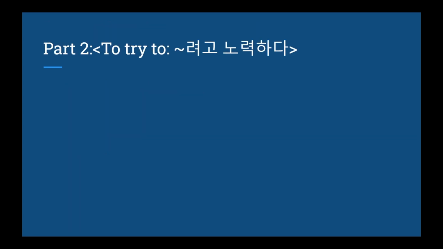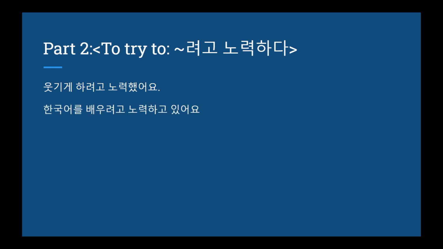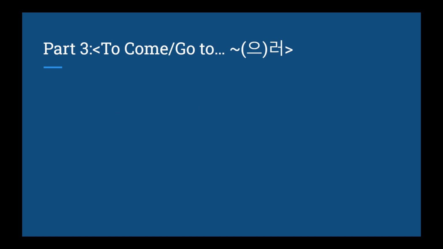Part 2. To try to. 려고 노력하다. This part is fairly simple. All you do is you add 노력하다 to what we just talked about after 려고. And that says, I try to do something. So, for example, 웃기게 하려고 노력했어요. I tried to make him laugh. Another sentence, 한국어를 배우려고 노력하고 있어요. I'm trying to learn Korean. So it's fairly straightforward.